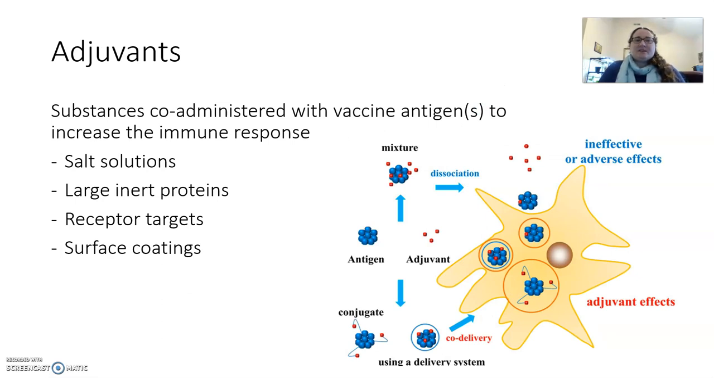Finally, adjuvants. These are molecules that can be co-administered with the antigen in order to increase the immune response. So you'll see things like salt solutions.